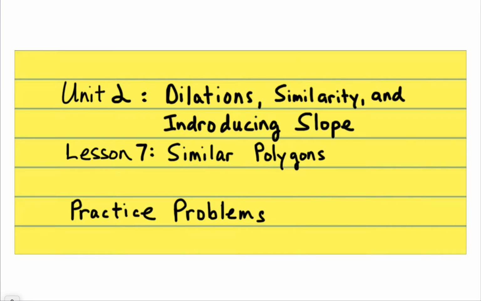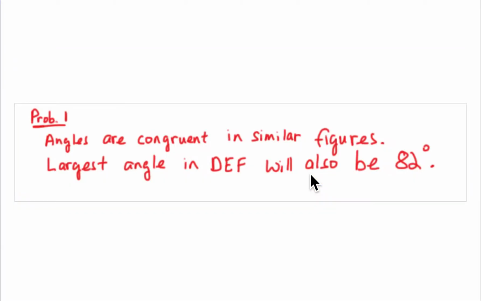These are the practice problems for lesson 7, and lesson 7 is on similar polygons. Problem number 1 says that triangle DEF is a dilation of triangle ABC with a scale factor of 2. In triangle ABC, the largest angle measurement is 82 degrees. What is the largest angle measure in triangle DEF?